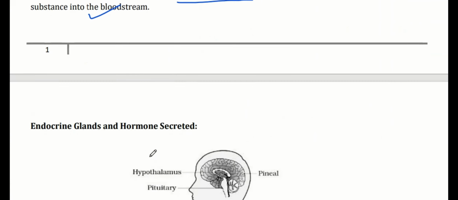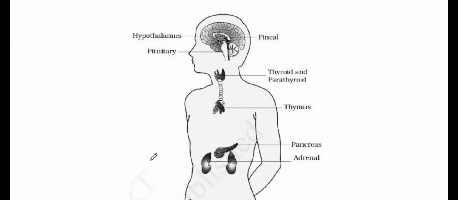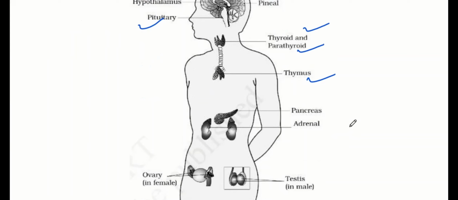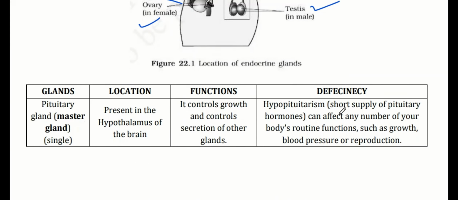You can see here the figure of your endocrine glands and hormones secreted. Here is the brain, hypothalamus, pineal, pituitary gland, thyroid, parathyroid, thymus. Here is the pancreas. Here is the adrenal, ovary in female, testis in male.